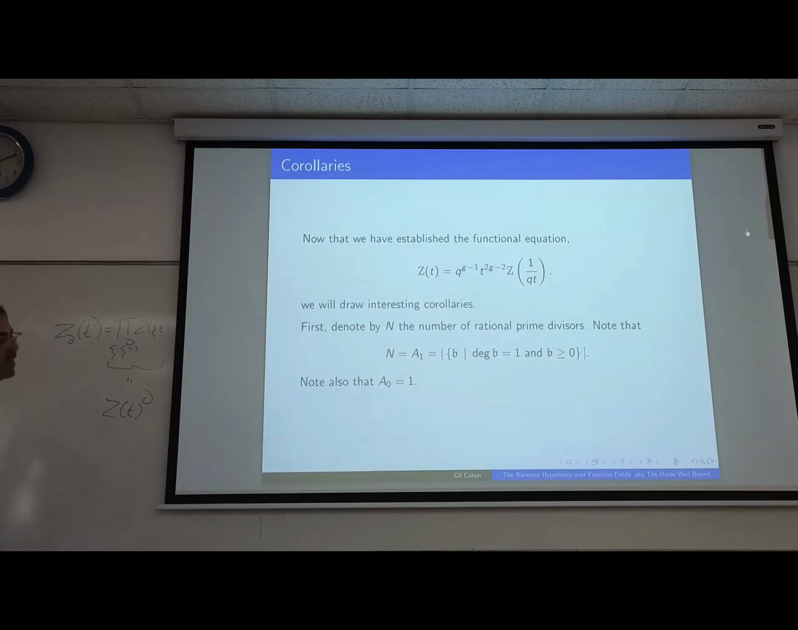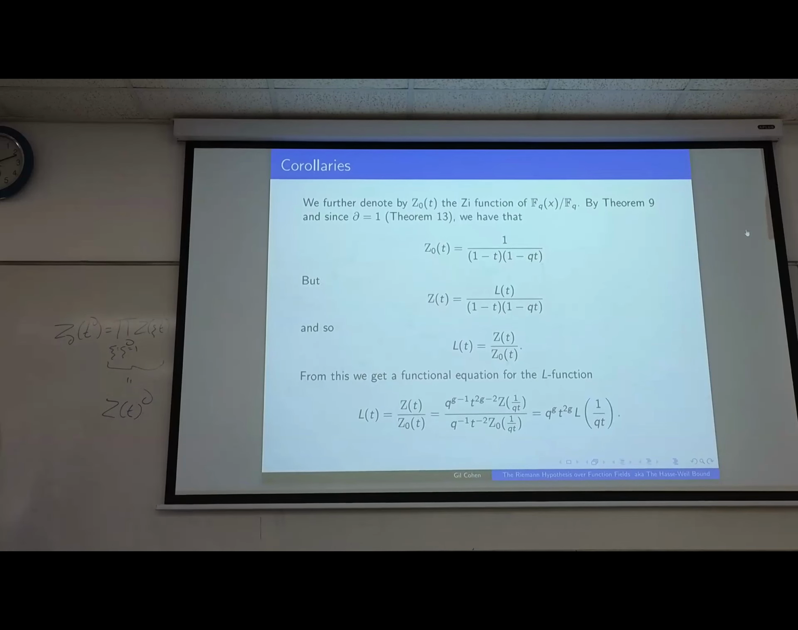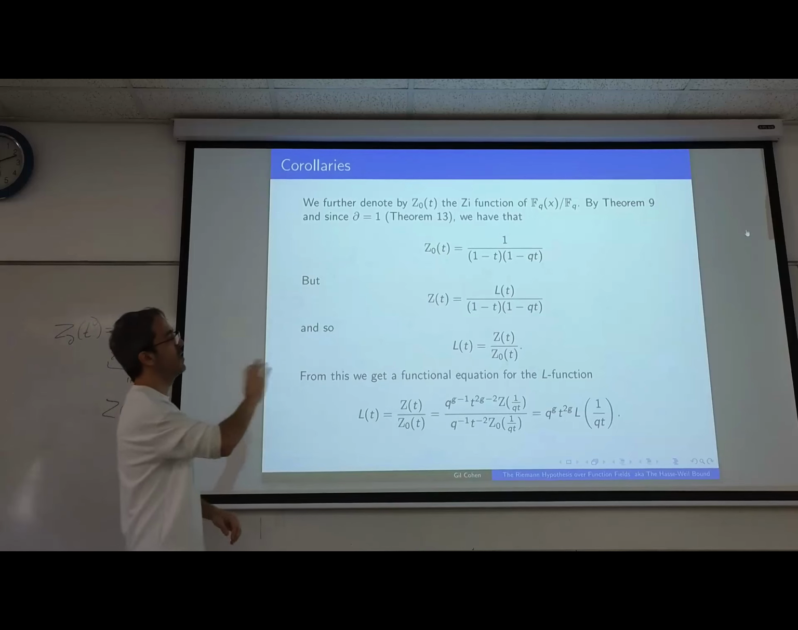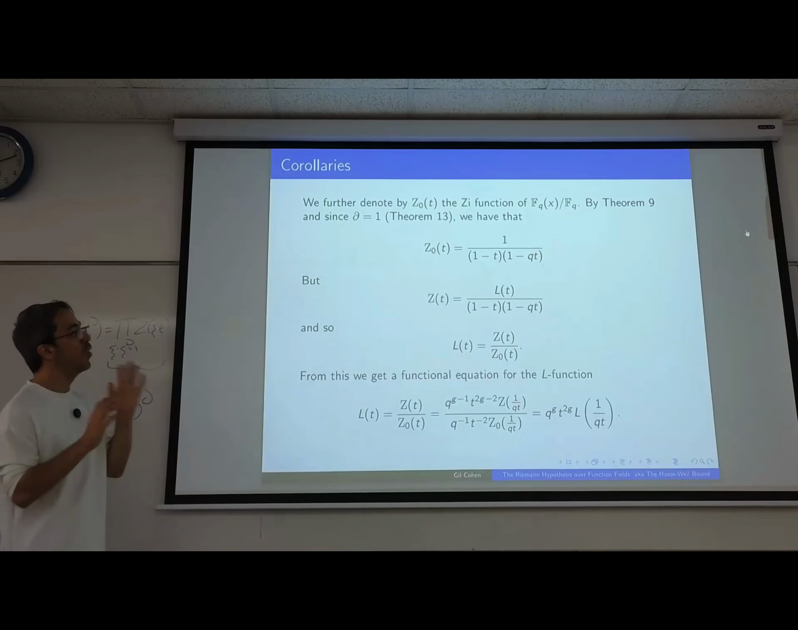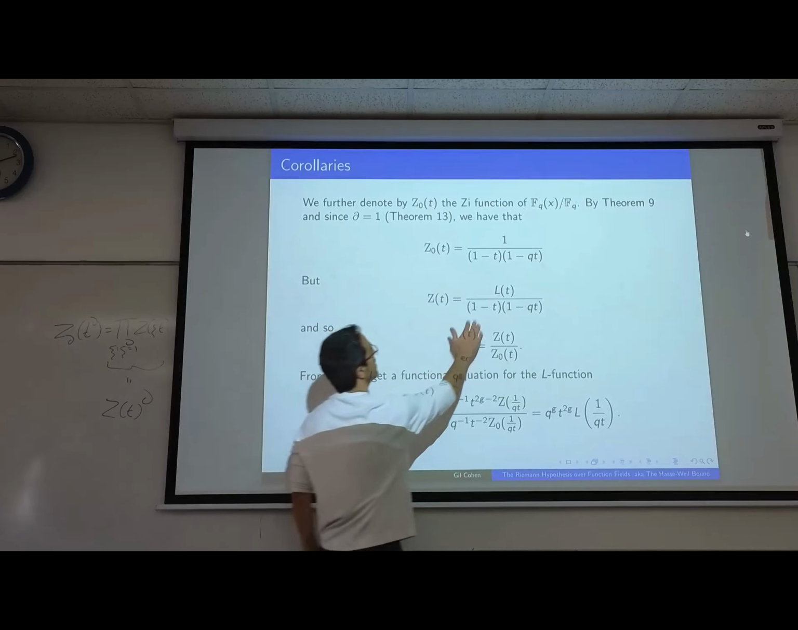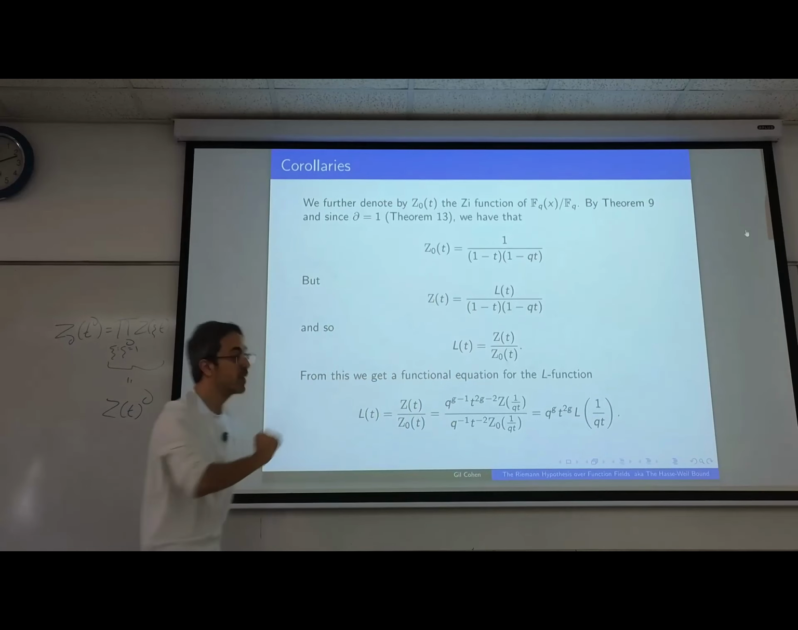And a0 is 1 because there is only one divisor of degree 0 which is non-negative. There are infinitely many divisors of degree 0 which are not necessarily non-negative, but non-negative, there's only one. Okay. So we have the functional equation, we have these two. And also let's denote by z sub 0 the z function of just the rational function field. We know what it is. After we proved that the delta is 1, we just showed that it's this thing.